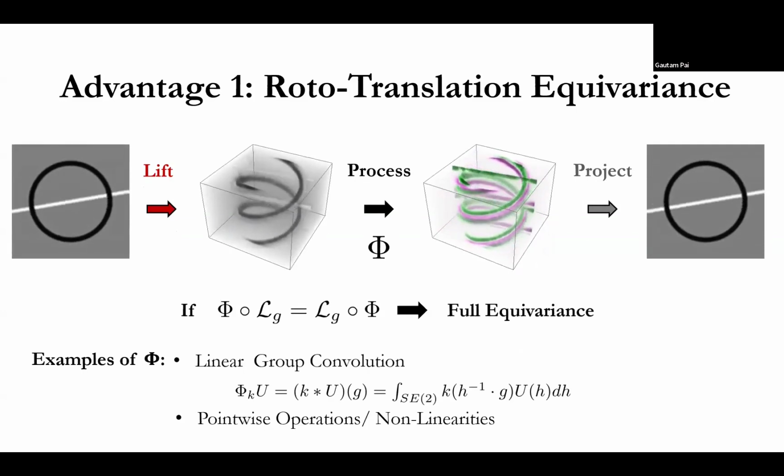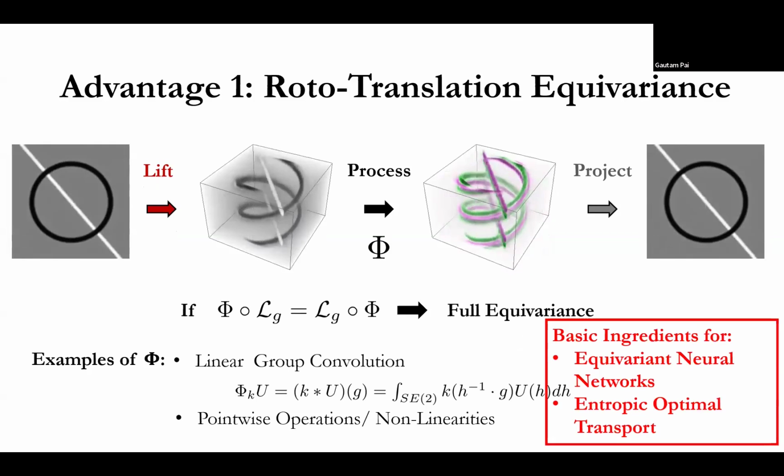And so what are such examples of phi? Like I mentioned earlier, a linear group convolution commutes with this left action. And something simpler like doing pointwise operations or nonlinearities also will do, right? And this is basically the fulcrum of designing equivariant or roto-translation equivariant neural networks, since now you have a pipeline to do everything end to end. As it turns out, this is also the basic ingredients, as I described earlier, to also do entropic optimal transport, right?